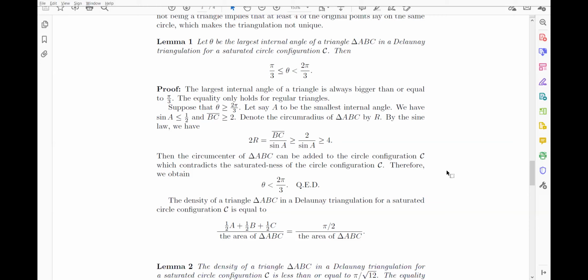And as we go through the calculation, this is not unexpected. Okay, any questions on lemma 1? Okay, then it talks about the density of a triangle for a saturated circle configuration being equal to the following. What the hell does that mean? What might have been nice for it to define? Density.